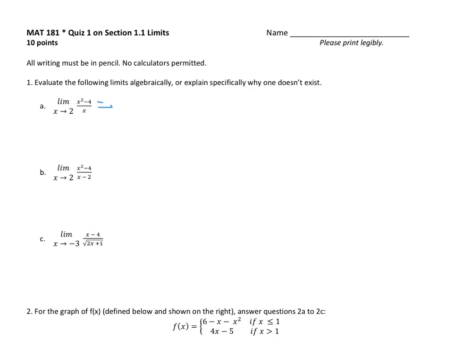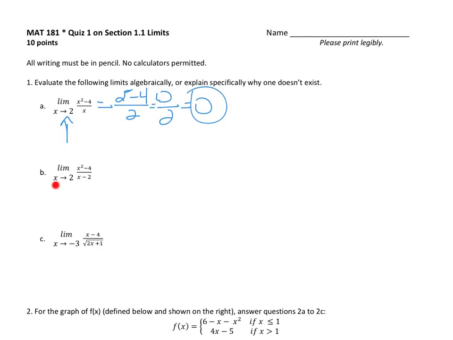So when we substitute, we lose the limit notation, because we're using it to substitute in. You get 2 squared minus 4 over 2, which is 0 over 2, which is 0. Remember, 0 over 2 is equal to 0. It's not undefined. And that's our answer for that one.